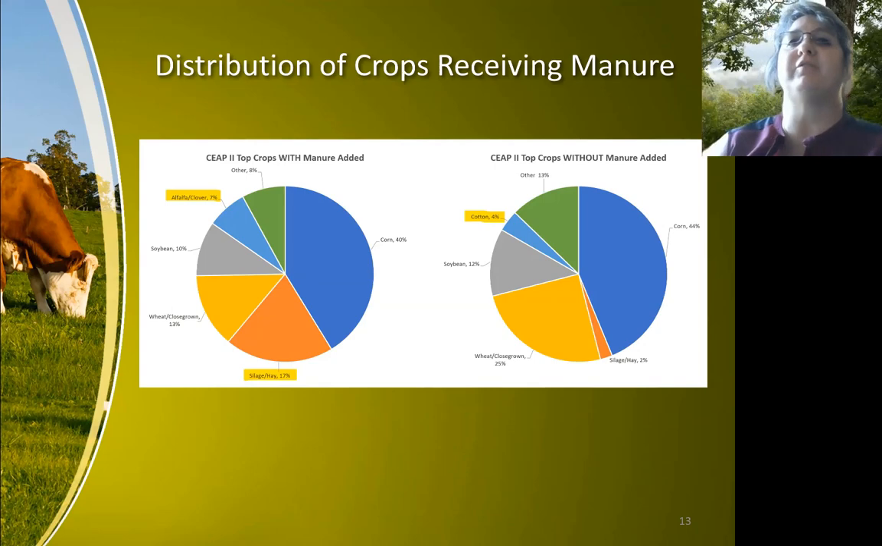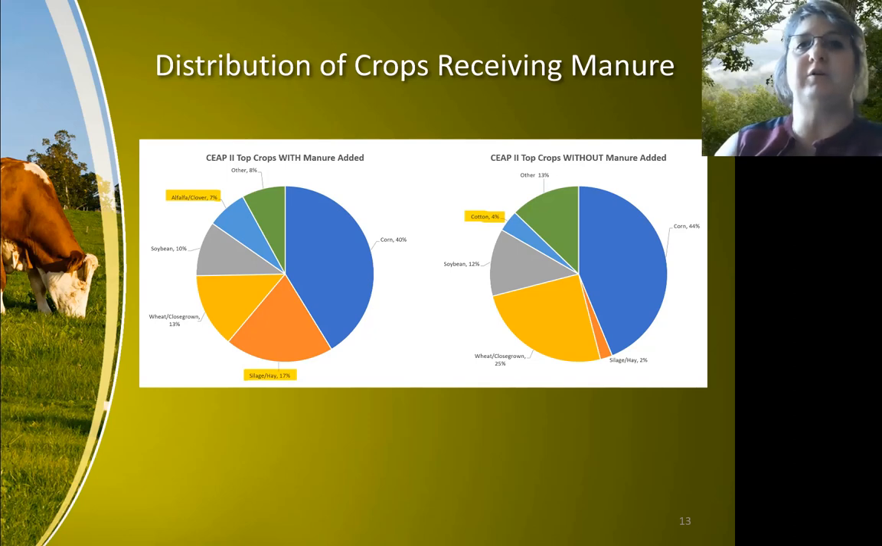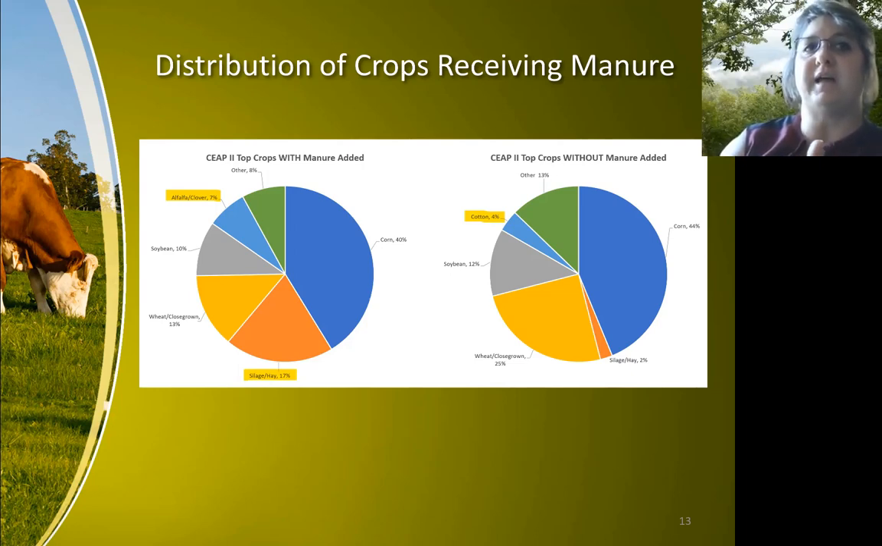Finally, we just look at the comparison of crop acreage that is receiving and not receiving manure. The three crops that really jump out to me in terms of having large differences are the alfalfa and clover crops, silage and hay, and cotton. For the alfalfa and clover, it didn't even make the top 10 crops that didn't have manure applied. So obviously a large percentage of the alfalfa clover acres are receiving their nutrients from manure. The silage and hay makes up nearly a fifth of the acres in the top 10 crops that receive manure. And cotton also did not show up in the crops that receive manure. So those acres tend to be receiving most of their nutrients from commercial fertilizer.